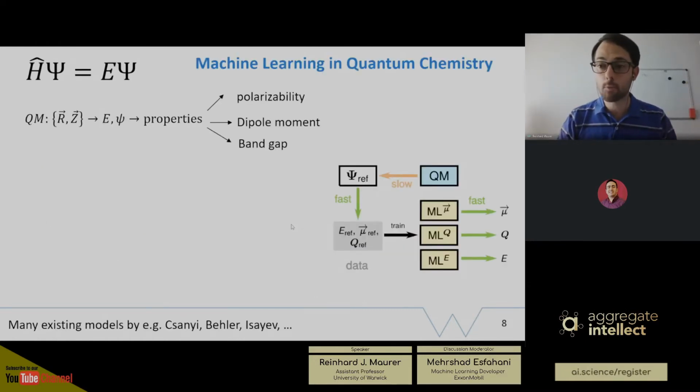There are lots of examples where machine learning has been used extremely successfully in chemistry, particularly supervised machine learning. So parameterization of quantum mechanical properties. And so quantum mechanics, quantum chemistry allows us to calculate energies, wave functions, right? And from those, we can calculate all sorts of properties, molecular polarizability, dipole moments, you name it.